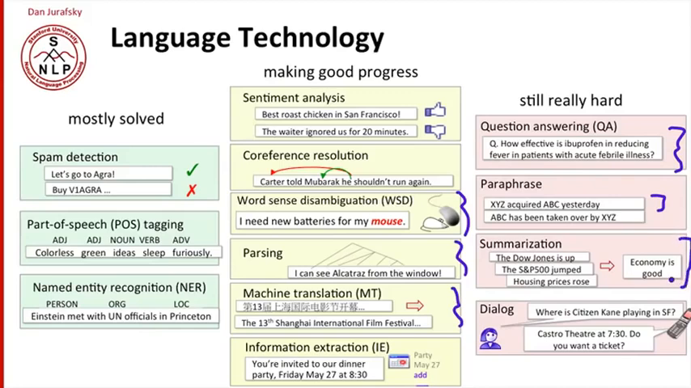Even harder is the task of summarization: reading a number of, let's say, news articles that say the Dow Jones is up, or the S&P 500 has jumped, and housing prices rose, and aggregating that to give a user information like, in summary, the economy is good.